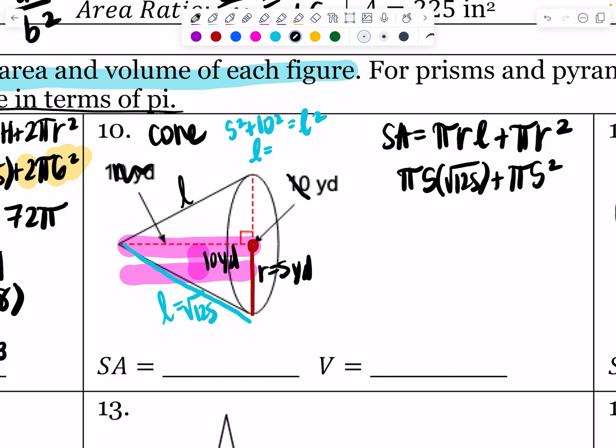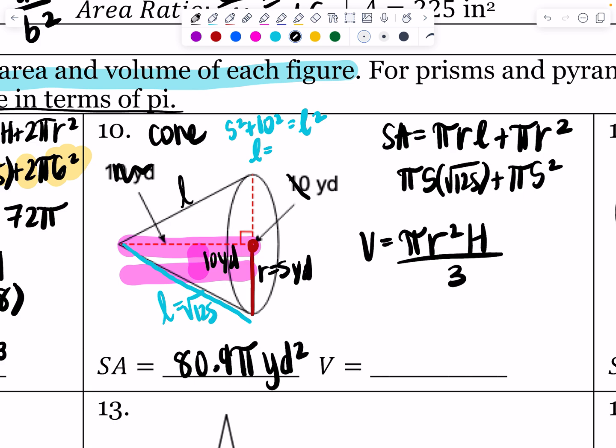So 5 times root 125 is about 55.9, and I'm going to add 25 pi to that. That is going to give me about 80.9 pi yards squared of surface area. Volume of a cone is going to be base times height divided by 3, which is pi r squared times my height divided by 3. Volume equals pi 5 squared, oh y'all, that's a horrible pi, times my internal height, which is 10 from just the height of the cone, divided by 3.